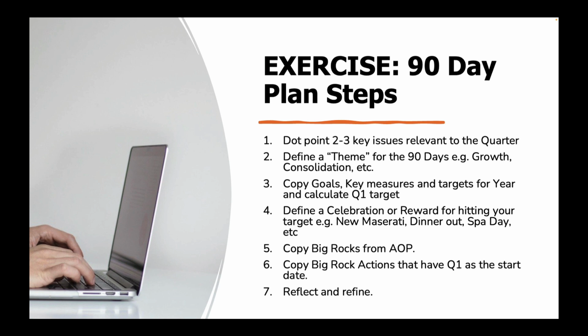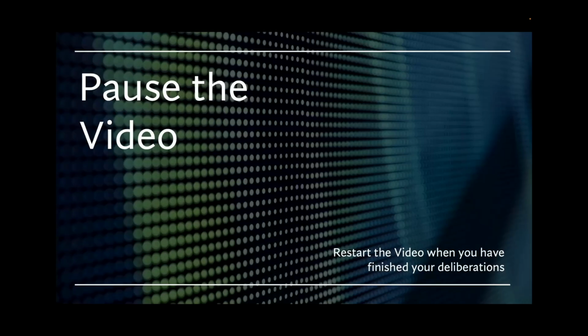Okay, and then what you should do is copy your goals, your key measures and your targets across from that exercise we last did, and then calculate your Q1 target. So what is the target for the first quarter? Now, it might be 25% of your annual target, but it could be a graduated or accelerated program as well, right? So you define what the target is for Q1 for any key measures and targets that you have for the year. Okay, plug that in and get that sorted. So pause the video, go off and do the exercise. When you're happy with what you've done, simply restart the video and we'll continue on with the program.